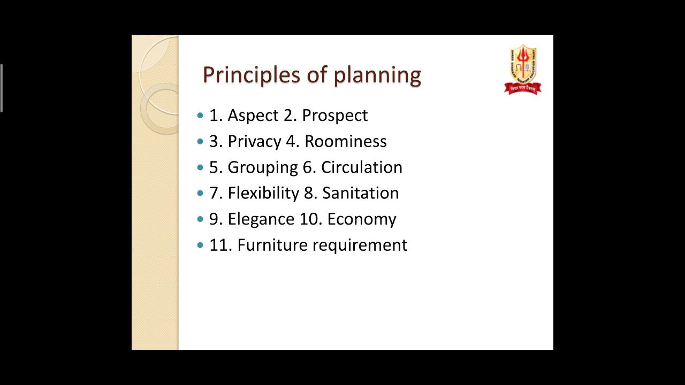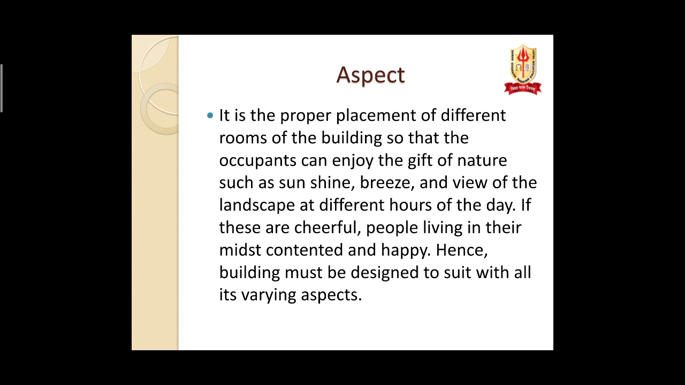In the principle of planning, there are 11 principles of planning. First is aspect, prospect, privacy, roominess, grouping, circulation, flexibility, sanitation, elegance, economy, and furniture requirement. First, we see what is aspect. It is the proper placement of different rooms of a building so that the occupant can enjoy the gifts of nature such as sunshine, breeze and the view of the landscape at different hours of the day.